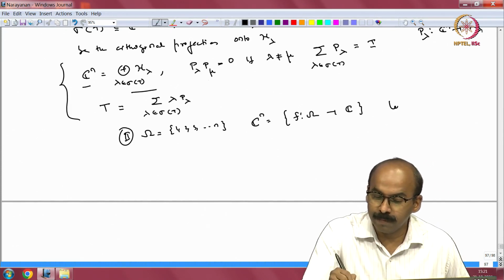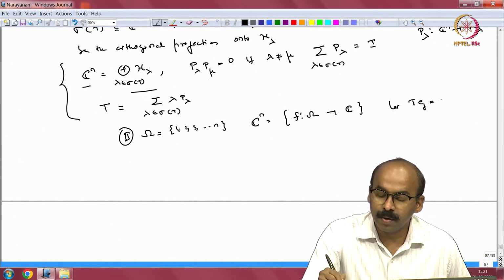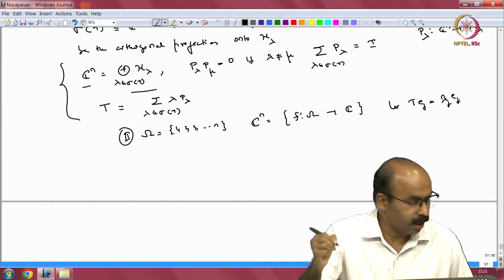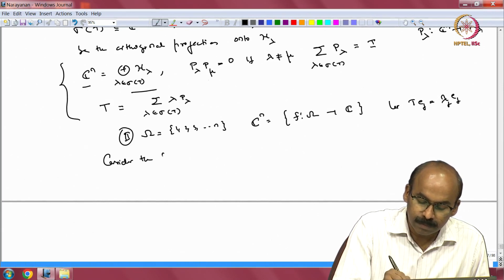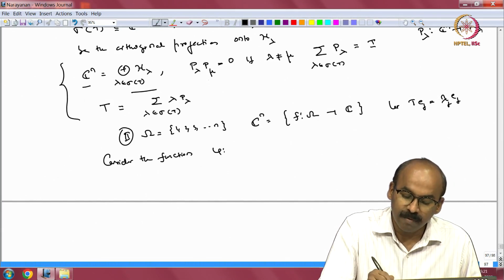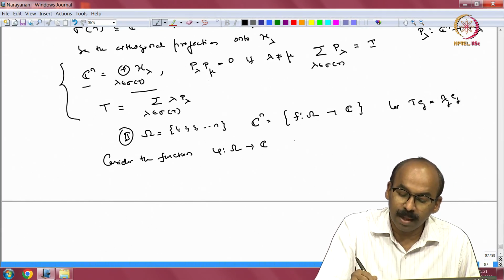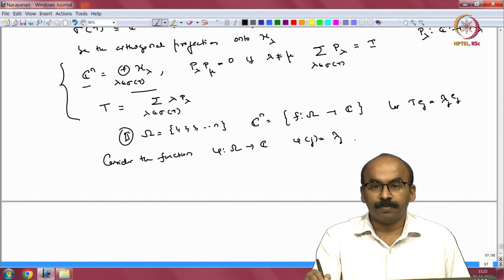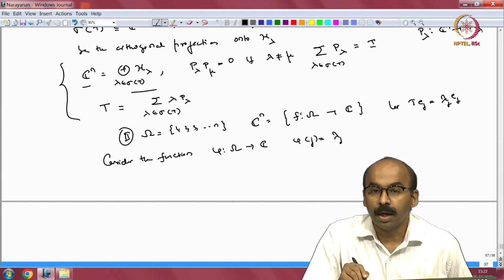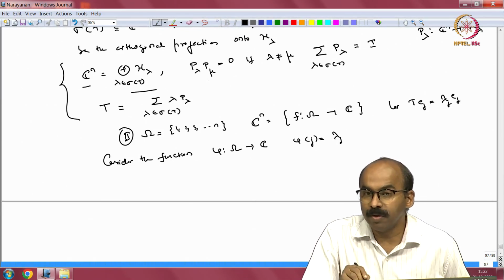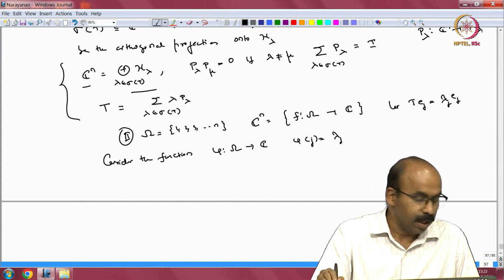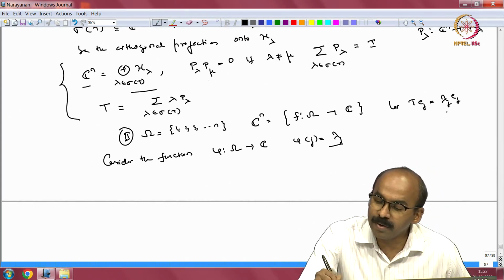Now, let T e_j equal lambda_j e_j. Consider the function phi from omega to C, phi of j equal to lambda_j. So, phi is a function on omega taking values in the complex plane, and I am just defining it to be phi(j) equal to lambda_j, where lambda_j are the eigenvalues of T.